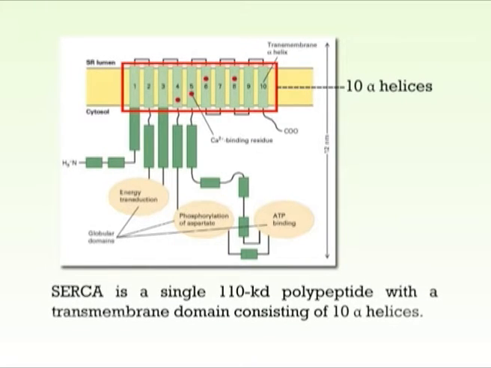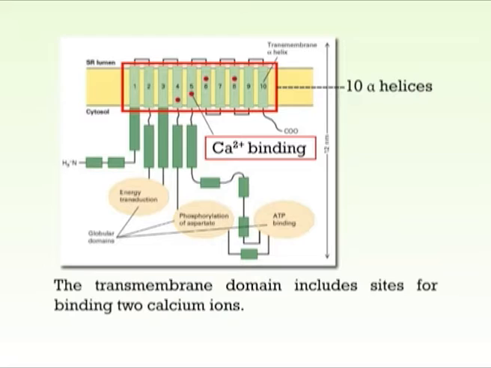SERCA is a single 110 kilodalton polypeptide with a transmembrane domain consisting of 10 alpha helices. The transmembrane domain includes sites for binding to calcium ions. Each calcium ion is coordinated to 7 oxygen atoms coming from a combination of side chain glutamate, aspartate, threonine and asparagine residues, backbone carbonyl groups and water molecules.